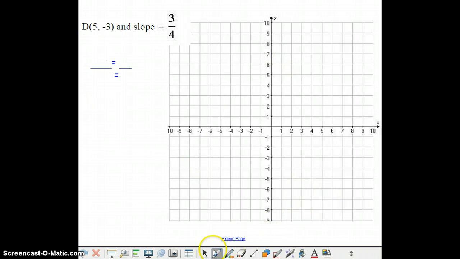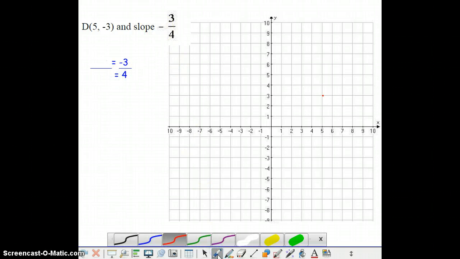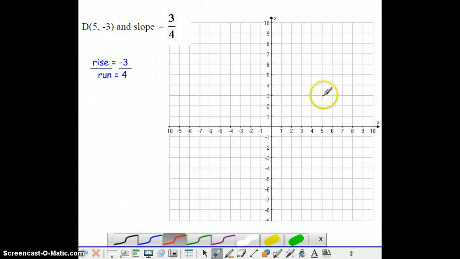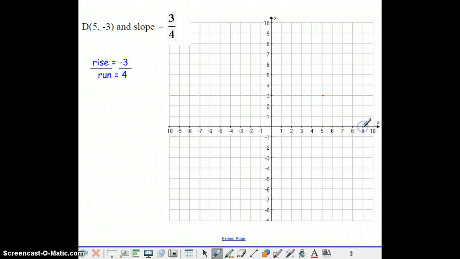We've got the point 5, -3, so I'm going to start from the origin, go over 5, down 3, and put my point there. And I've got a slope of -3/4. What's easier to do is rewrite it as 3/-4 instead of having that negative on the outside. What that means is for my rise over run this time, I'm going down 3 and forward 4. 1, 2, 3, 1, 2, 3, 4, and my dot goes right here. So I've got a dot here and a dot here.